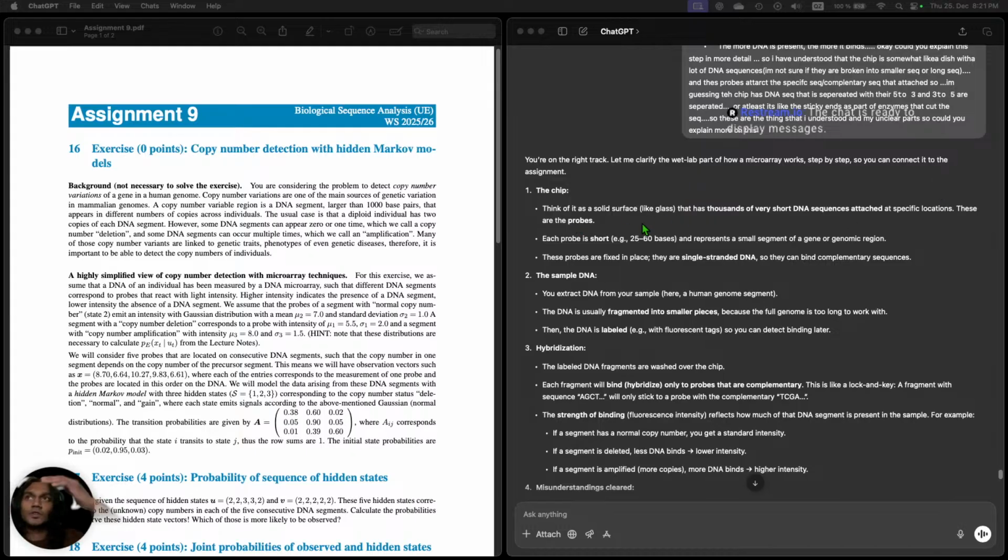I don't need to connect it to the assignment. I need to know how do we get from the real world to computers? How is it connected? How does a drop of blood or anything organic end up in the computer in the form of sequences? That's the part I'm curious about.